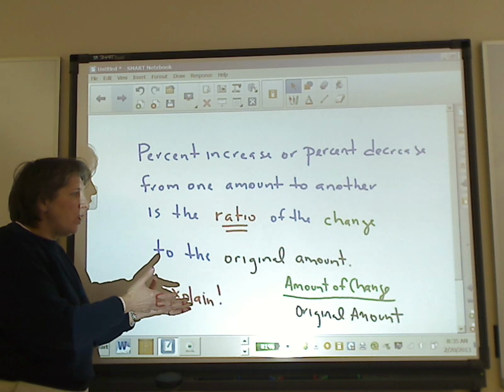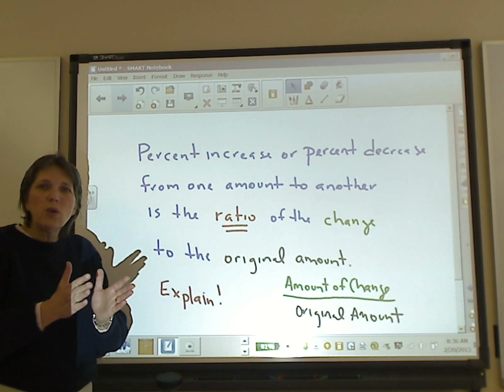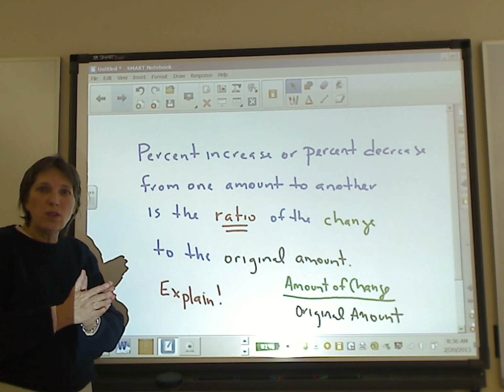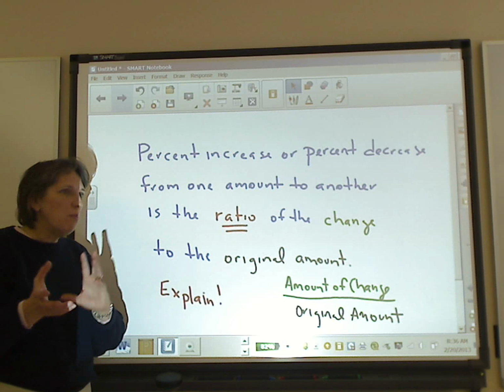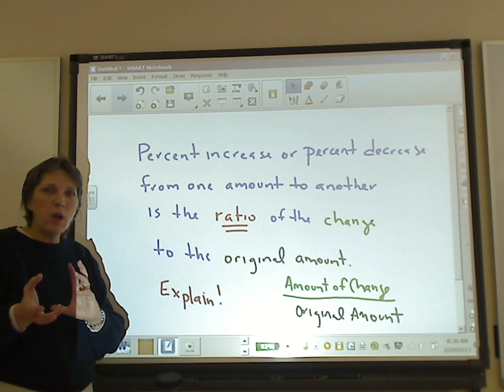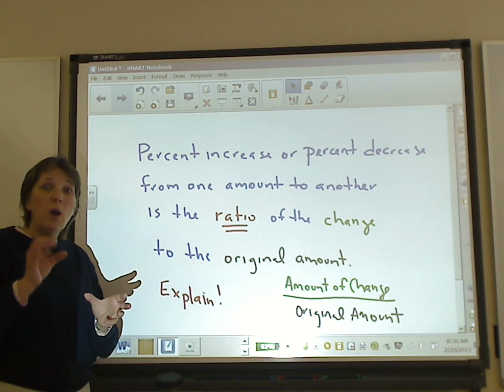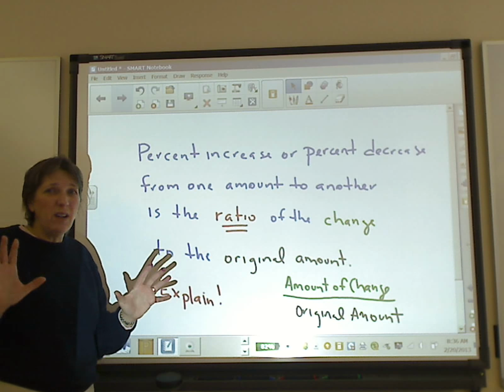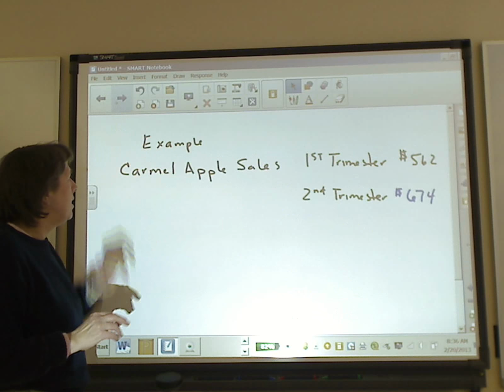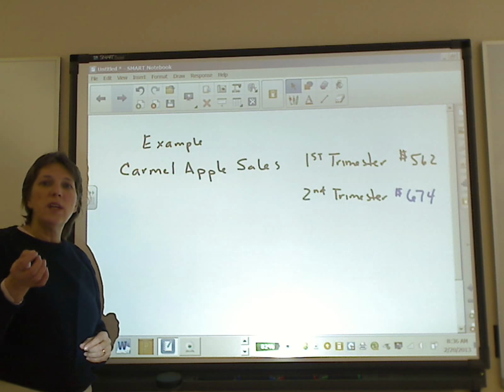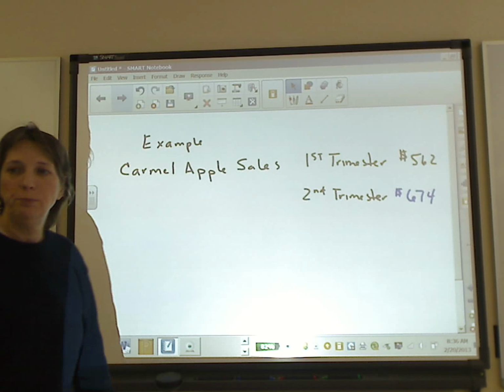So what you do simply is you're going to subtract the two numbers. It doesn't matter which number comes first, you're just going to take the larger number and subtract the smaller number, so you don't have to worry about negative numbers. You don't ever want to get a negative number, because the percent increase will do that for you.